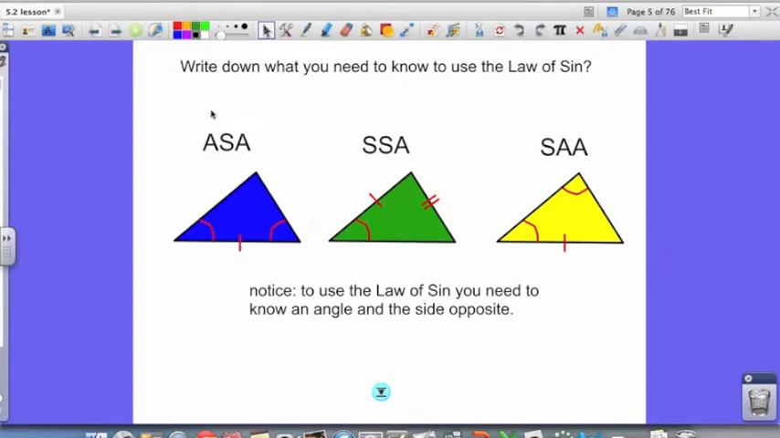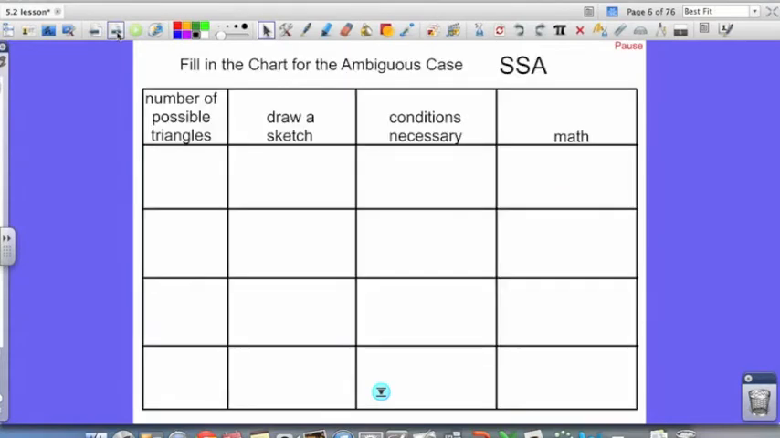So what I'd like you to do is fill this chart in for the ambiguous cases for side, angle, or the other way around. Obviously, you're going to put the possible numbers of triangles, draw a quick sketch of kind of what it looks like, and the conditions necessary, however you want to write that. If these conditions necessary are kind of confusing, remember you can do the math. What is it if you're just doing the math, not looking at the conditions? What do you have to do to just do the math to do this?